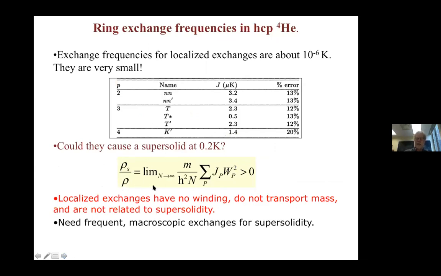And so basically we can say, now we're talking about solid helium, that we can assign a winding number to a ring exchange if we go across periodic boundary conditions. If it crosses the periodic boundary conditions, it has a winding number. So we can formally say the superfluid density is given by the mean squared winding number times the exchange frequency, and then there's a prefactor here. And this has to be greater than 0 in the limit that your cell becomes macroscopically large. Localized exchange, like 2 or 3 or 4 body exchanges, don't transport any mass, so they're not related to superfluidity.